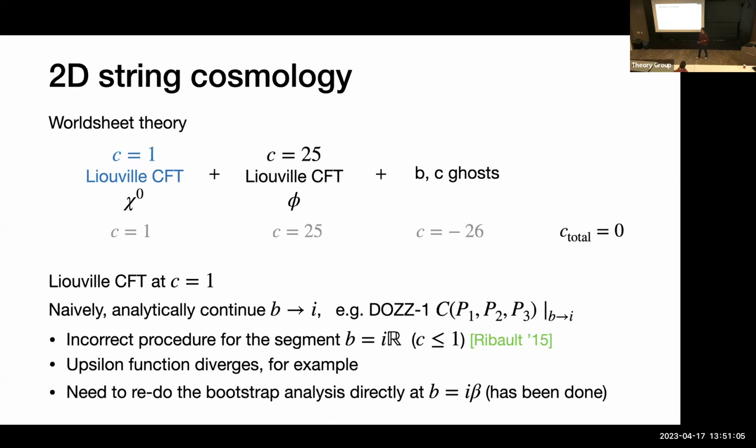Can you remind me, taking b goes to 1, doesn't the DOZZ formula also diverge? But there's some renormalization you need to do as well. Yeah, that's different. That's a different thing. In fact, if you take the c=1, you have to do the same thing in this case.